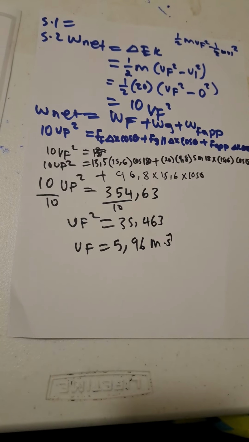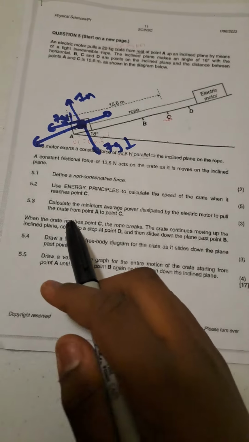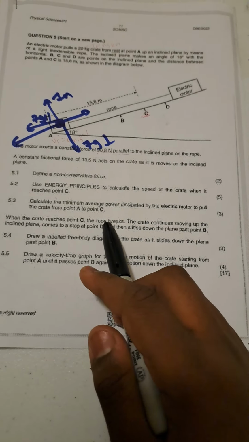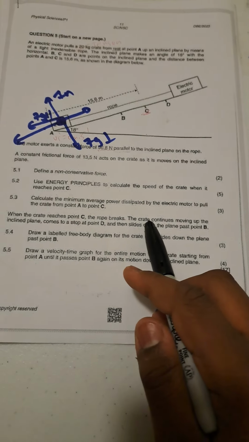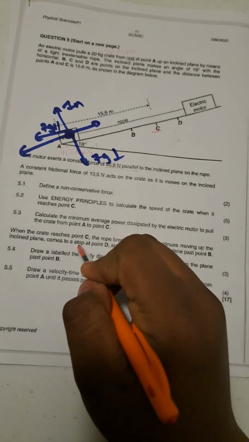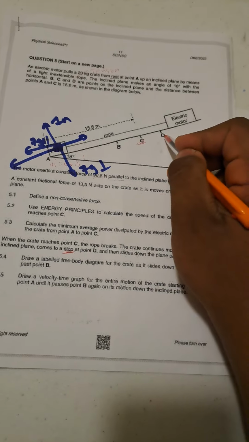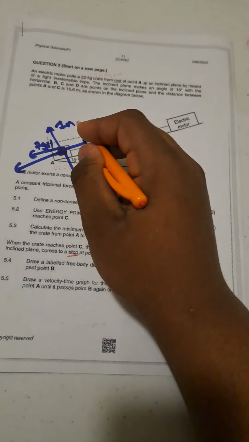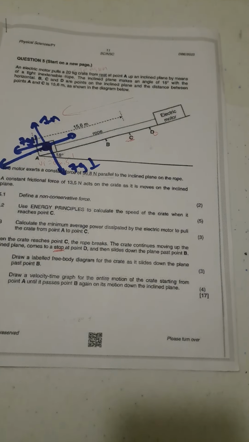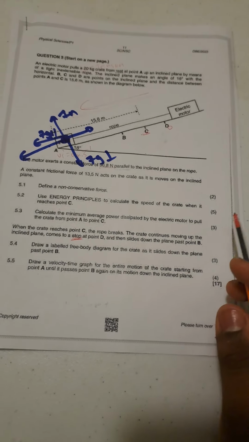Now let's go to 5.4. Now check my thing here. It is saying, when the crate reaches point C, the rope breaks. The crate continues moving up the inclined plane and comes to a stop at point D. Now it comes to a stop where? At point D. And after it comes to a stop at point D, it goes back down, because the rope has broken, and slides down the plane past point B.